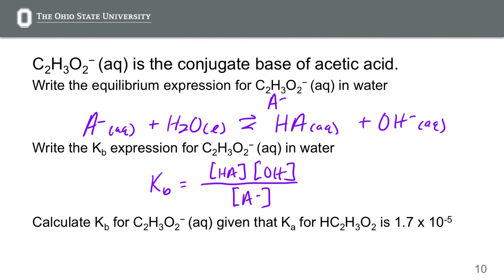The next thing says to calculate Kb for acetate ion, given that the Ka for acetic acid is 1.7 times 10 to the minus 5. The other piece of hidden information, which will occasionally be hidden, especially in your homework, is that this is 25 degrees C, and so Kw equals 1 times 10 to the minus 14. You may not always be given that information. If you're not, you can assume that's true.